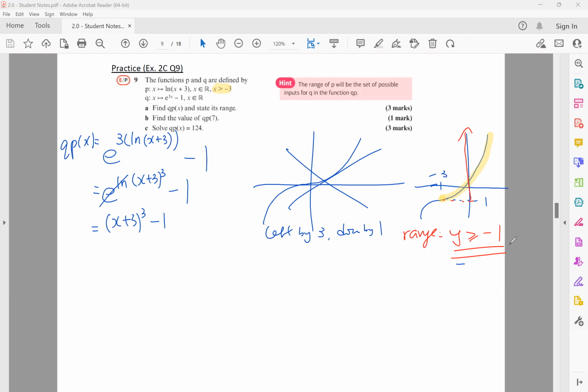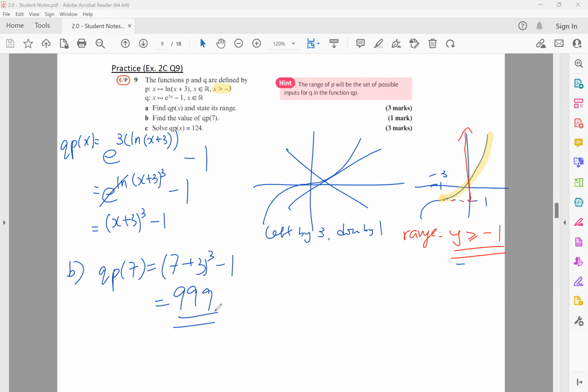Part B, find the value of qp of 7. So part B, qp of 7. qp of 7 means replace x by 7. So (7 plus 3) cubed minus 1. 10 cubed is 1,000. Minus 1 is 999.